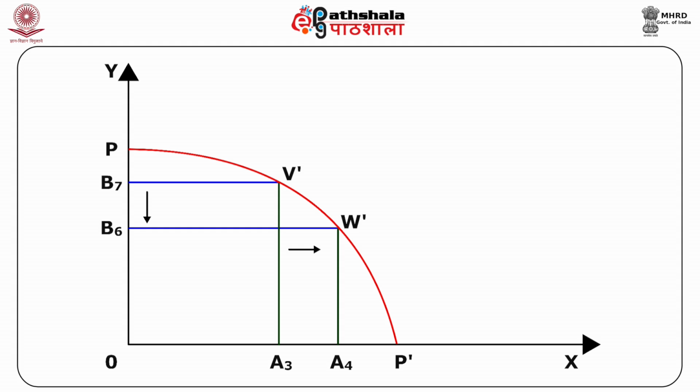And if we go from the point W prime towards the x-axis, which is P prime, then the curve becomes steeper and steeper because of the presence of increasing cost. Now, if we were to join P, which is on the y-axis, V prime, W prime and P prime, which is on the x-axis, then we get a red line which is shown as a curve. It is downward sloping, but it is concave to the origin, and this is what we call the production possibility curve for a multi-product firm.